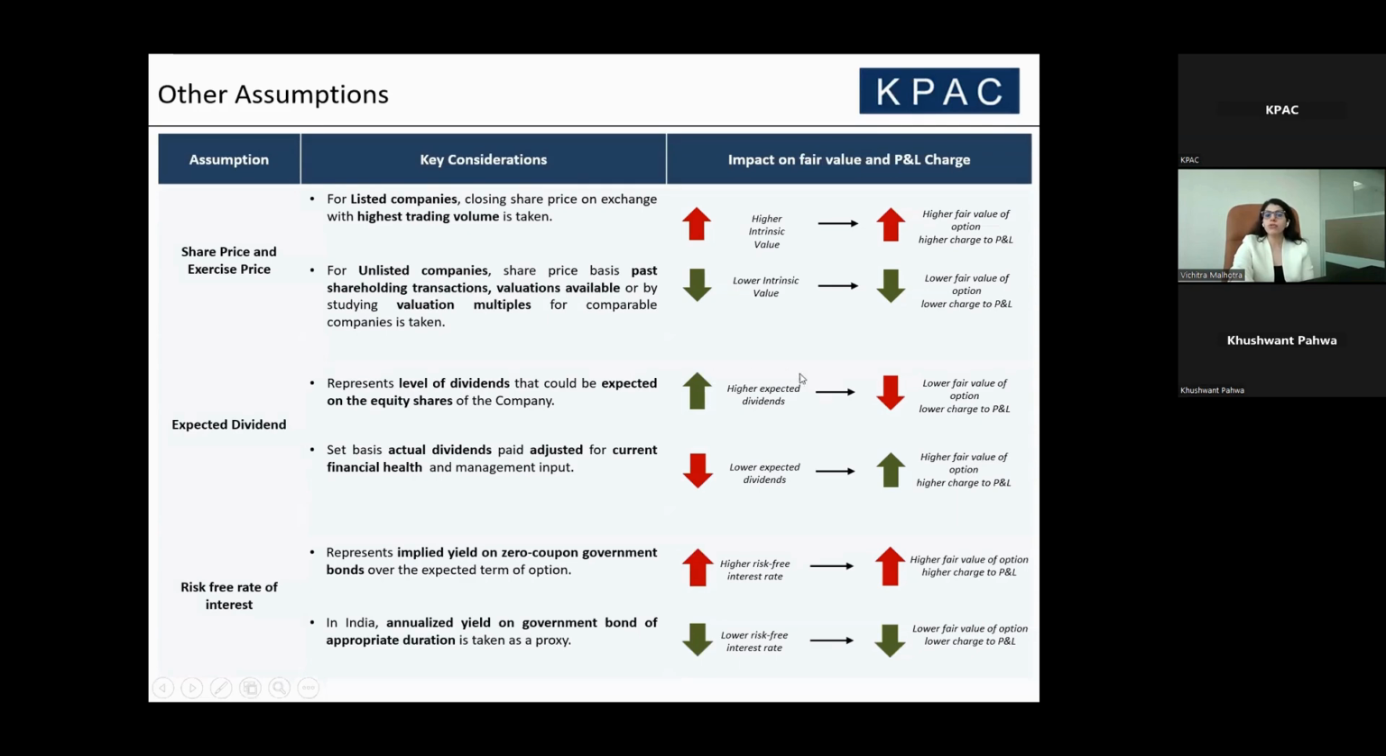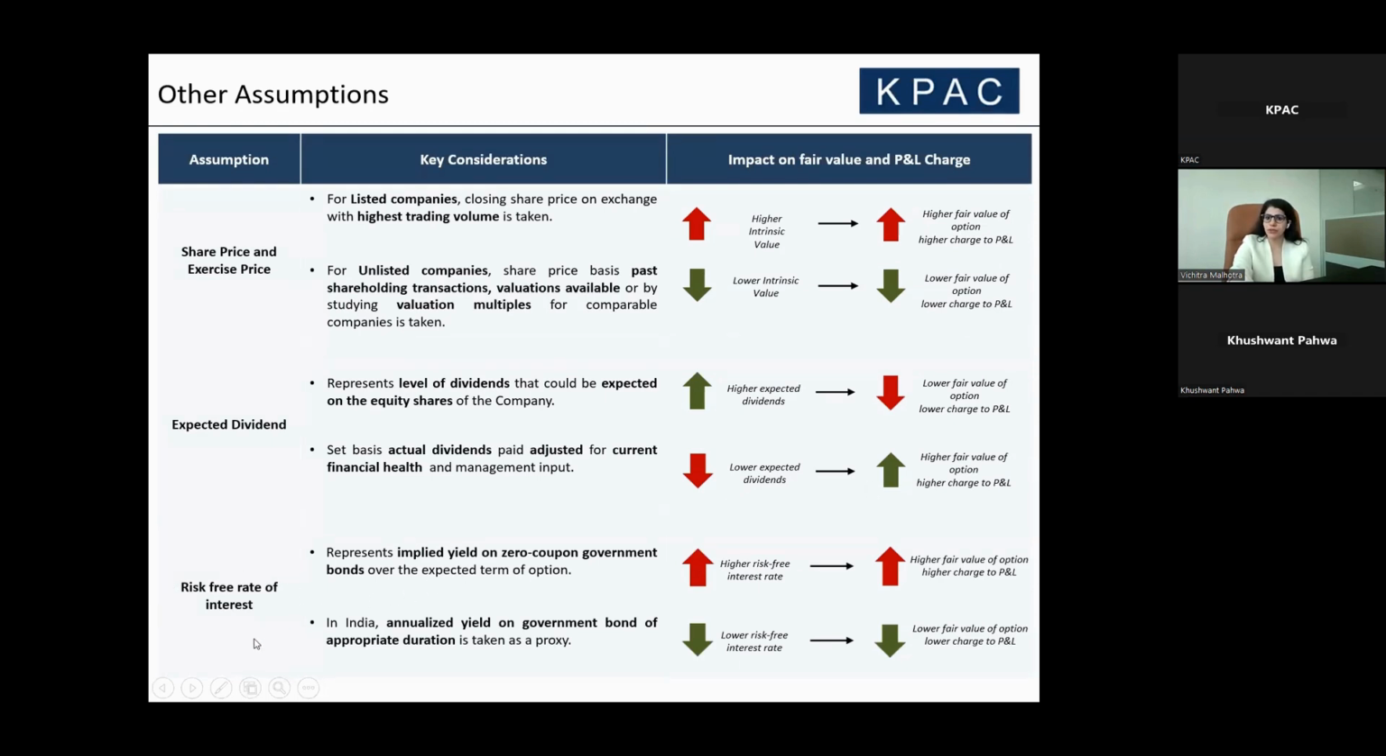Interestingly, in case of dividend yield, higher the expected dividend, lower is the fair value of option and therefore lower is the charge to P&L. This is basically because these dividends in case of ESOPs are not available to the employees unless they actually hold the shares of the company, and therefore higher the dividend that the company pays out during this period, lower is the cost of these options or the potential value of these options for the employee. Therefore, you see a reverse angle here. Higher the dividend yield, lower is the fair value when charged, and vice versa.